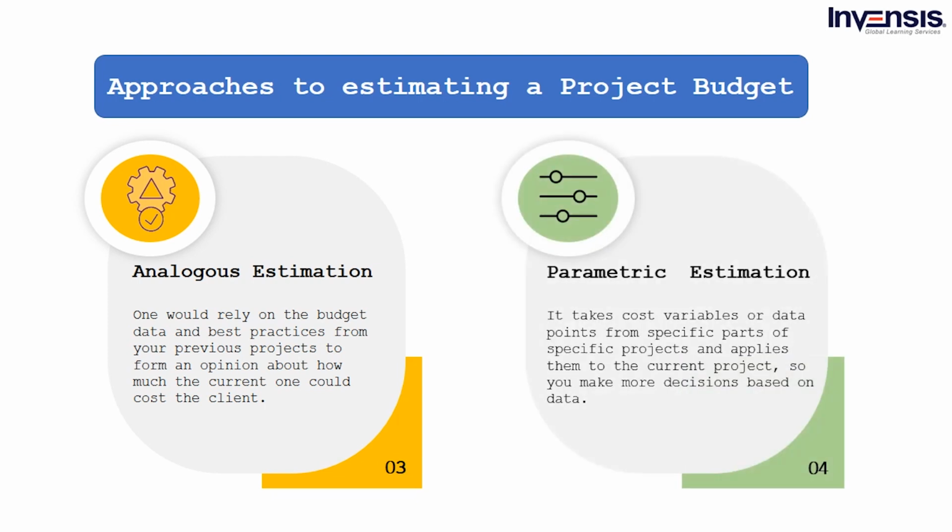Fourth approach is parametric estimation. The parametric technique is more accurate than comparable estimation. In addition, it applies cost variables or data points from specific areas of specific projects to the current project, allowing you to make better data-driven decisions.